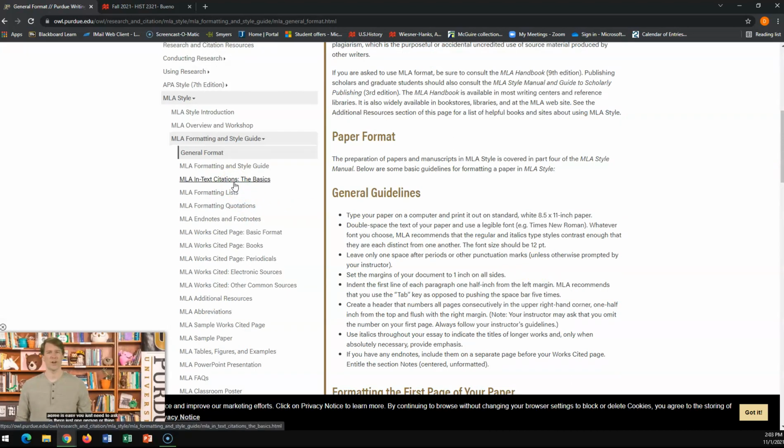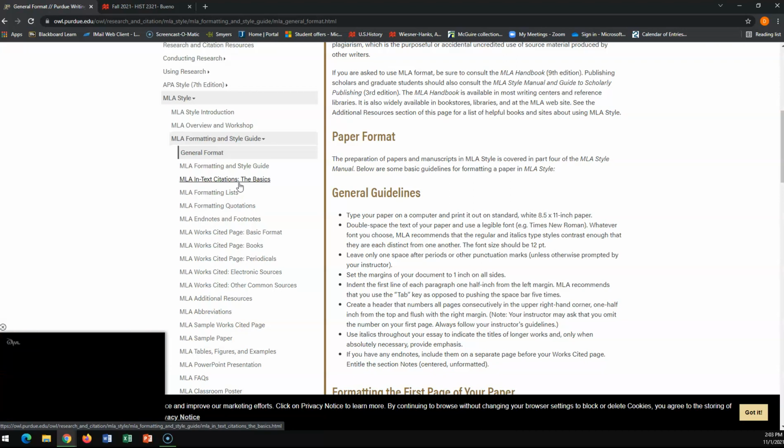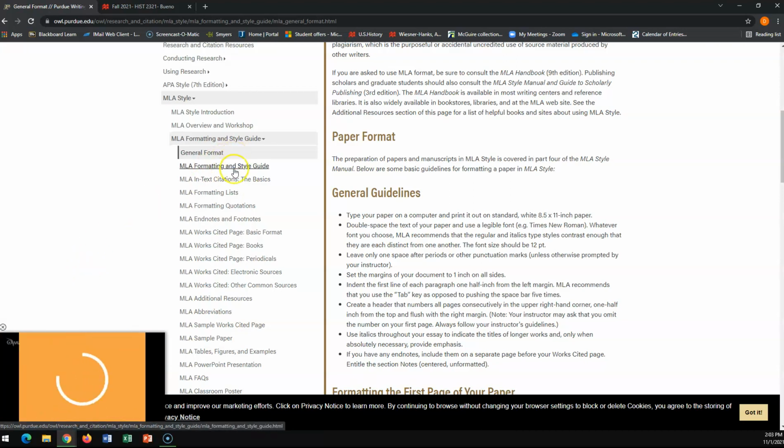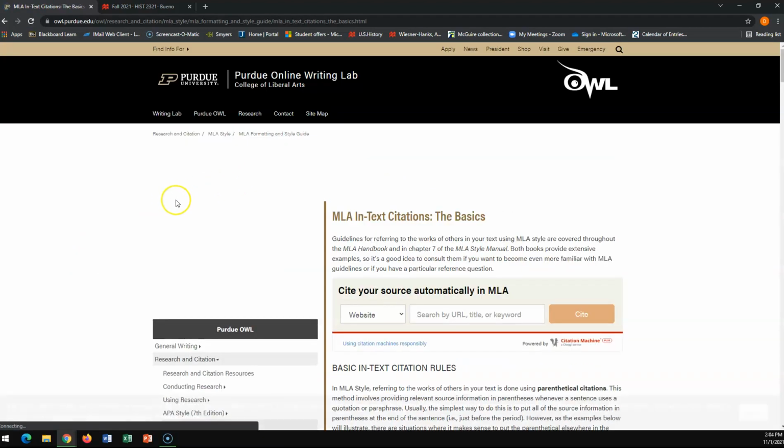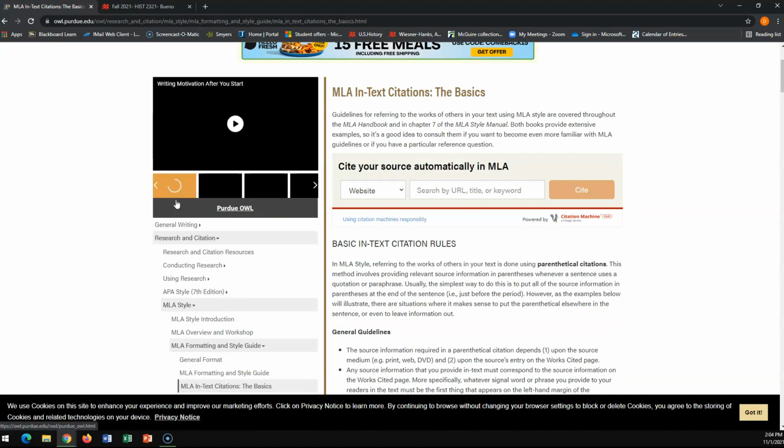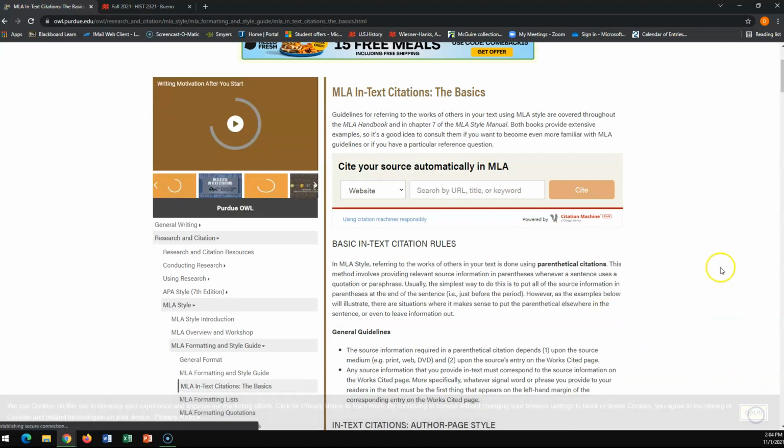MLA in-text citations, the basics. A lot of times the feedback I'm giving you says you're missing your in-text citations. Be sure to include in-text citations. And a lot of you still are not doing that, even after the second one. So we're going to click here on in-text citations. We're going to look at the basics together. Let me just hit got it down here so it'll leave us alone.